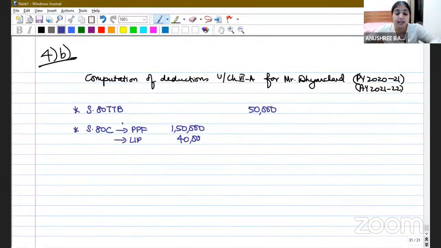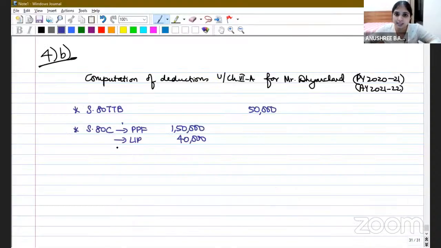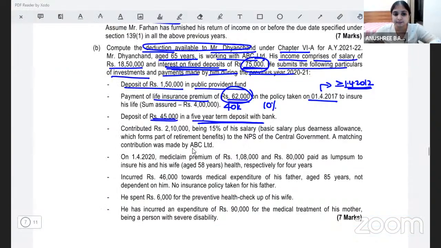Clear? Policies taken before 1st April 2012, you get 20% of sum assured. On or after 1st April 2012, you will get only 10% of sum assured. So only 40,000 you will get over here. Okay. Then deposit of 45,000, 5-year term deposit. 5-year term deposit also goes to which section, guys? Even that will come to 80C. 45,000, even that deduction comes to section 80C.